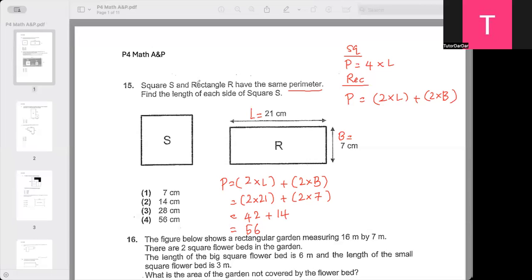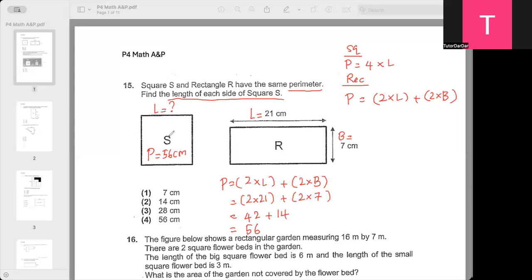Now, they say square S and rectangle R have the same perimeter. So I can write P is equal to 56 cm here. Because why? Their perimeters are the same. Now, they want the length of each side of square S. So, how to find the length? This is the length.